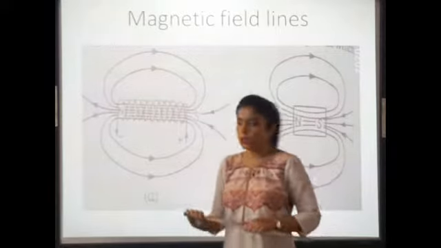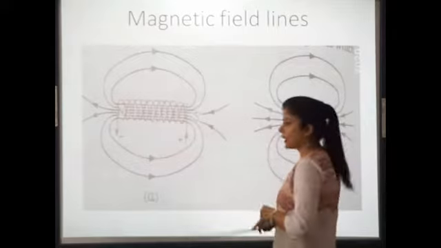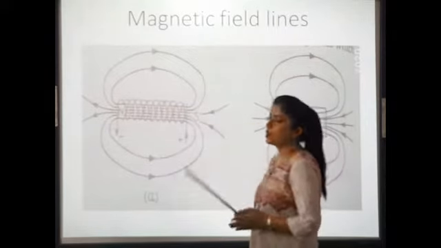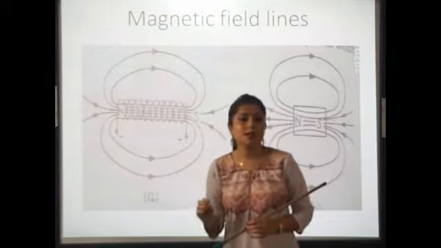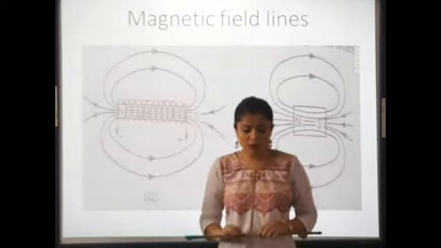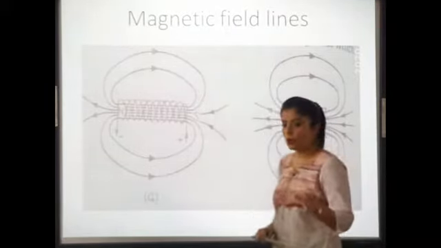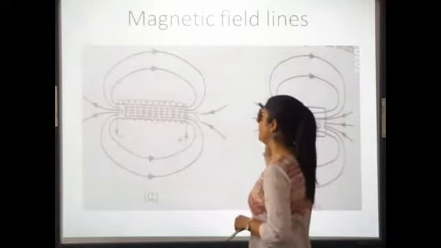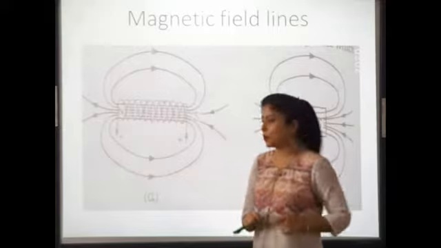Fourth one is that inside the solenoid or inside the bar magnet, magnetic field lines are uniform and equidistant. Parallel and equidistant, which means it is uniform. Fifth one is that there are no lines of force at the neutral point. There will be a neutral point. I'll tell you what a neutral point is. The point where there are no magnetic field lines is the neutral point.